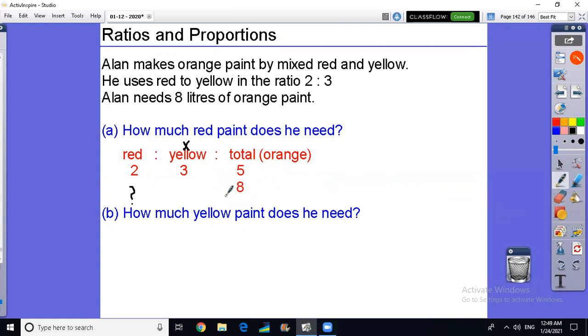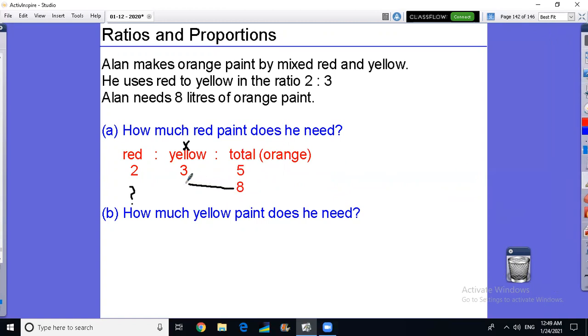Here we need to use the cross multiplication way, which is 8 multiplied by 2. Oh, mister, why didn't you multiply by 3? Come on, we've just said it. Ignore this column. So it's 8 multiplied by 2, which is 16. 16 divided by 5. Why didn't you divide by 3? Seriously, do I have to say this 100 times? We ignored this column. So it's 8 times 2, which is 16, divided by 5.